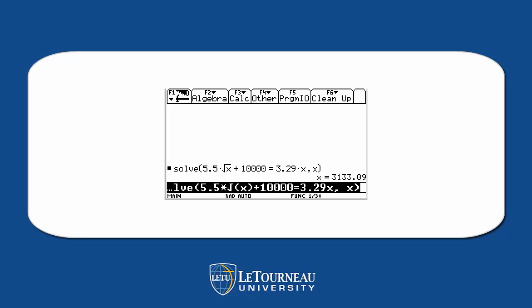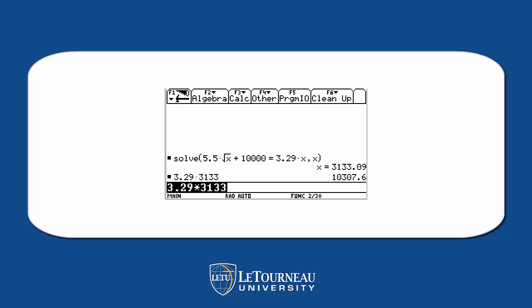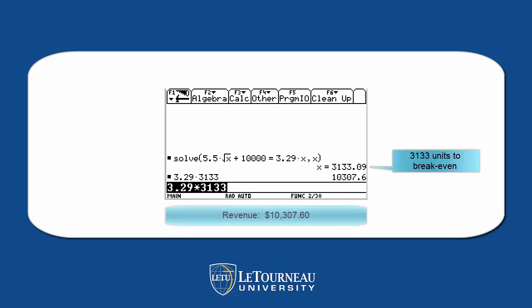All right, let's go ahead and find something else with this one. Suppose we put in 3.29 times the 3,133.09, and that's how much revenue we made. 3,133 units to break even, $10,307.60 in revenue. Not bad, but it depends upon what kind of a widget we're making there. 3,000 units, that might be quite a few.